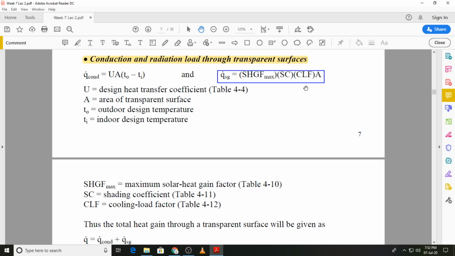which is Q dot SG, where SG stands for solar gain, SHGF maximum, which is the maximum solar heat gain factor, which is obtained from tables. Similarly, SC, the shading coefficient, is obtained from a separate table, and CLF will be required because we are talking about the thermal radiation entering the conditioned space, and A is the area of the surface through which the heat gain is taking place. That is, the first three factors are obtained from tables, and the total rate of heat transfer through this transparent surface will be the sum of the conductive heat gain and the solar gain.